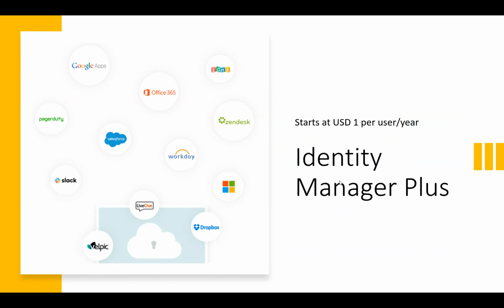So it starts at as low as $1 per user per year, and you can see the list of applications for which you can have a single identity. It can be Google Apps, Office 365, Zoho, Zendesk, Salesforce, Slack, Live Chat, Dropbox, Wellpick. Due to space constraint on the presentation slide, I could actually manage to put only these applications, but there are much more. You can take a look at it when you visit our website, Identity Manager Plus.